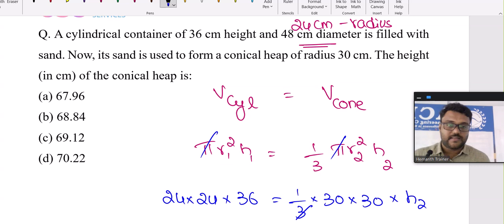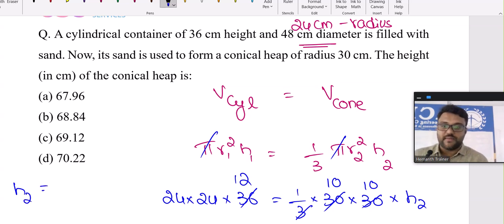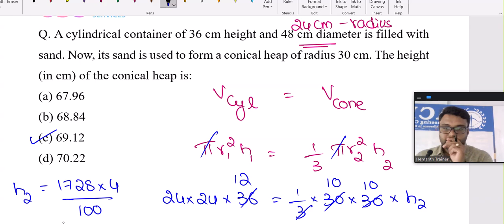Now 3 ones, 3 tens, 3 twelve times, 3 ten times. So divided by 100, that's not a big deal. 12 cube is 1728 multiplied with 4 divided by 100, which means I should end with 2. I think it is 69.12. You got 69.12, you can check the calculations. 69.12 is your answer.